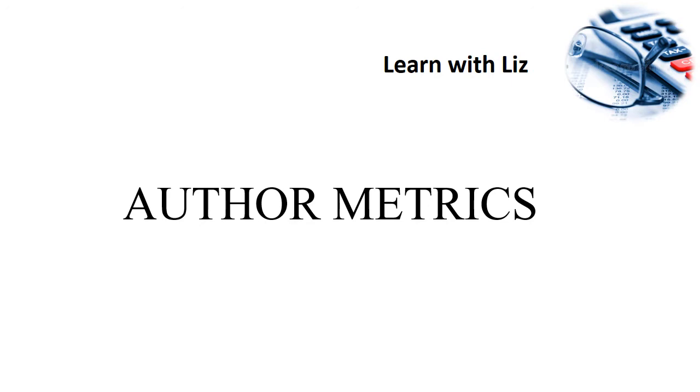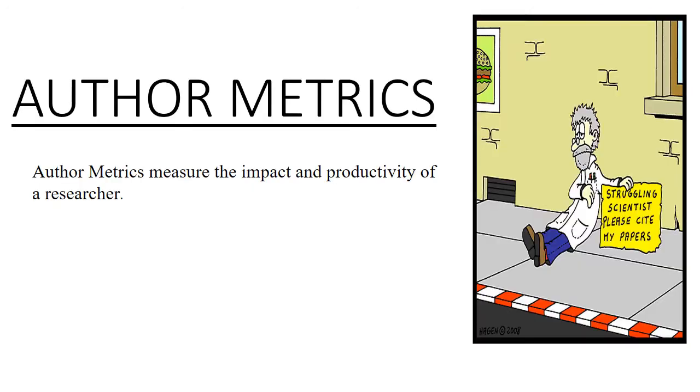So today we are going to continue the research metrics and focus on author metrics. Same as research metrics, author metrics now measure the impact and productivity of a researcher. Here we can see a scientist sitting on the roadside saying, "Struggling scientist, please cite my papers." As scientists or researchers, everybody's wish is to get maximum citations for the work they have done, because that is a basic recognition that the researcher gets for the work that he does.